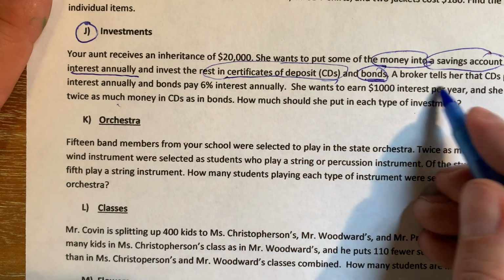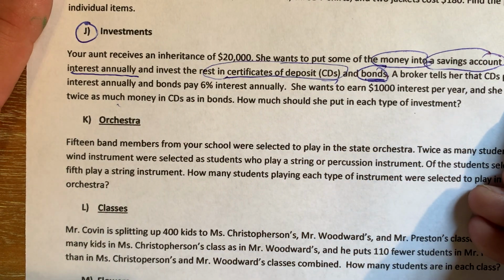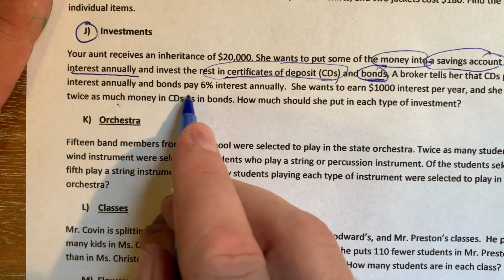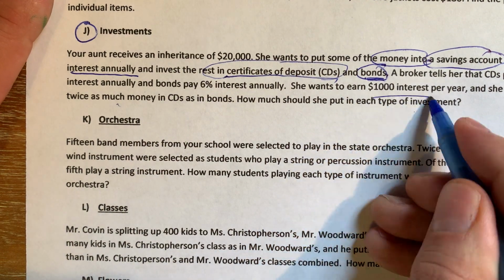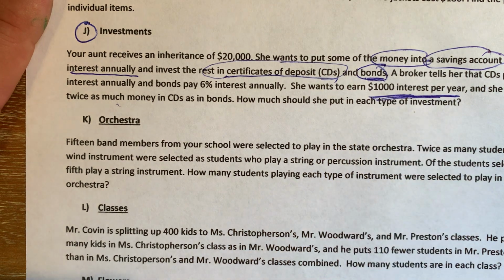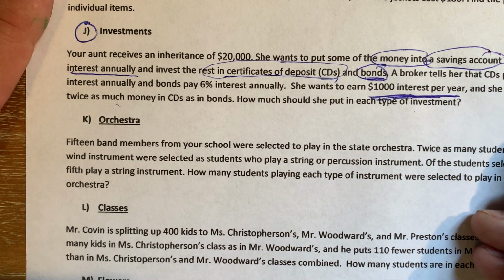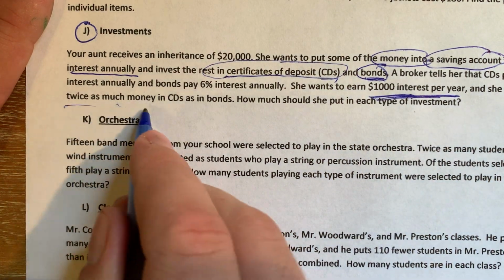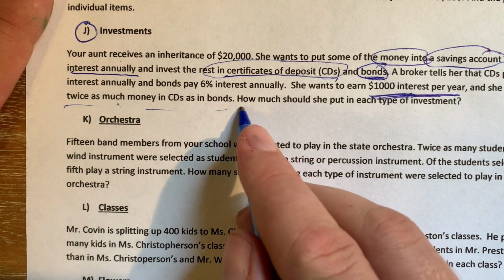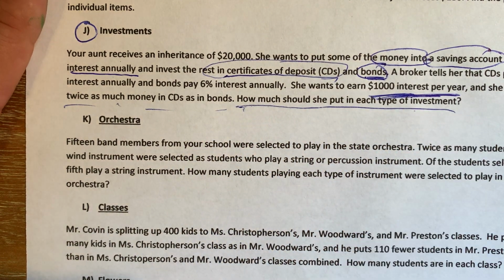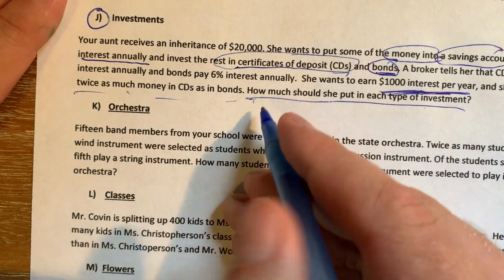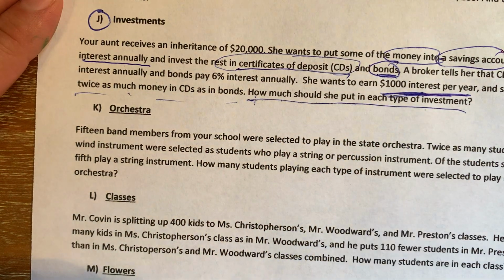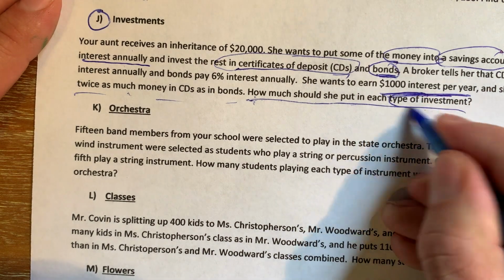A broker tells her that CDs pay 5% interest annually and bonds pay 6% interest annually. She wants to earn $1,000 of interest per year, and she wants to put twice as much money in CDs as bonds. How much should she put in each type of investment? Okay, so what are the variables? Well, look at the question. How much should she put in each type of investment? What are the types of investments?